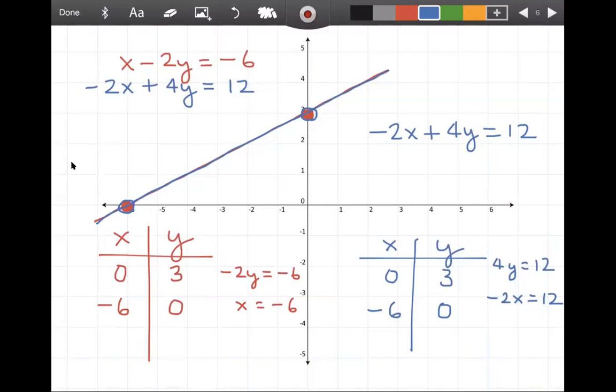So the most general answer you can give that is still correct is infinitely many solutions.